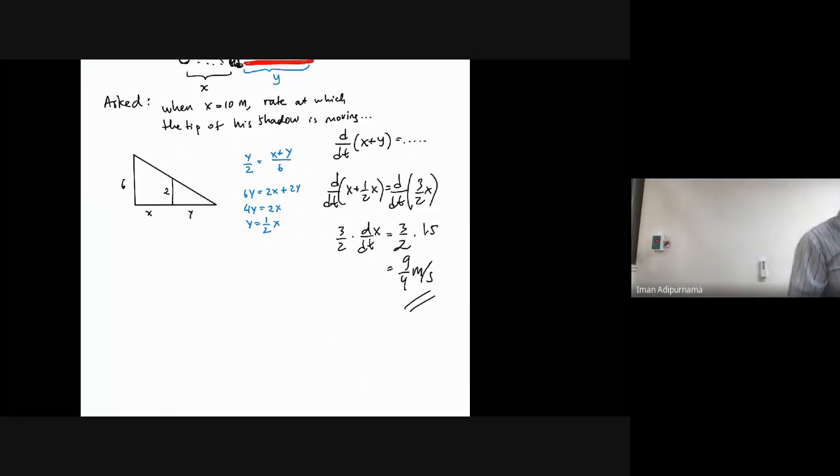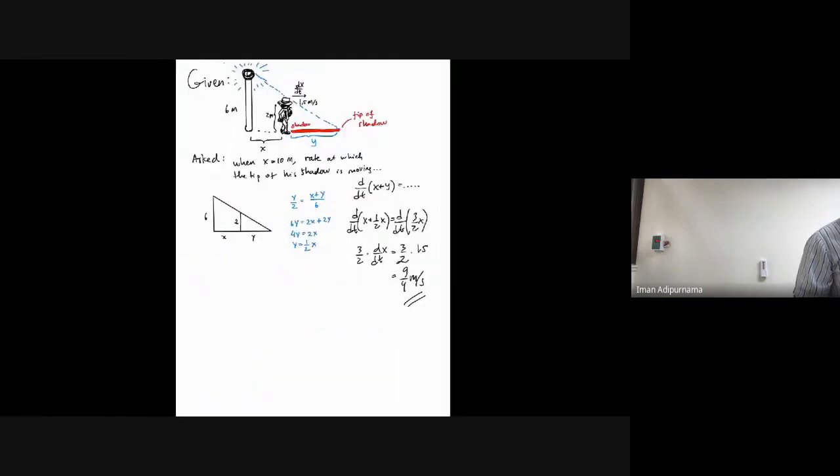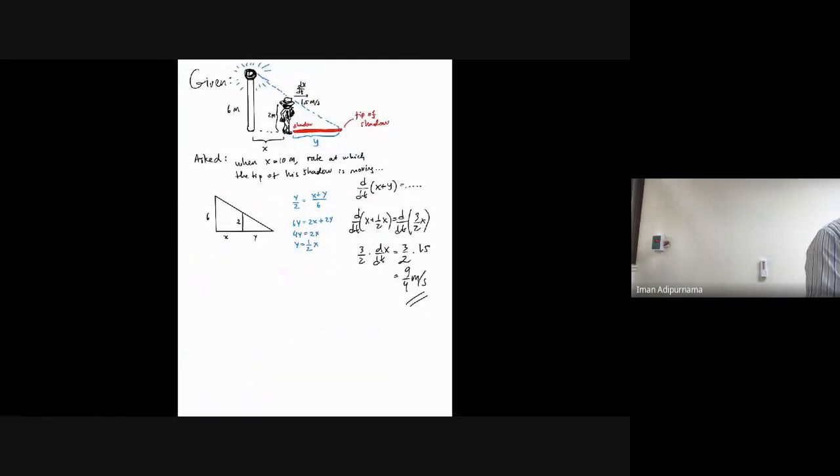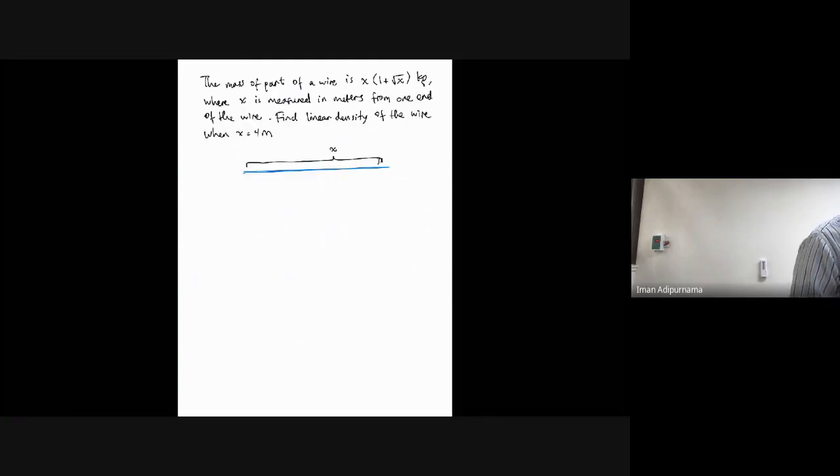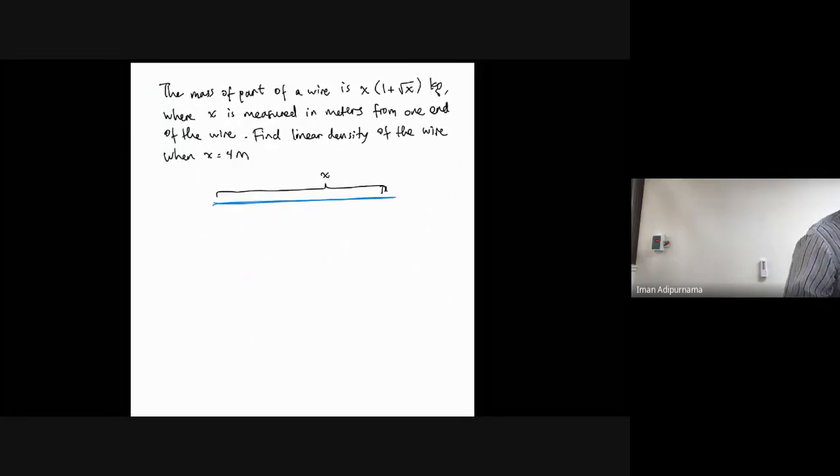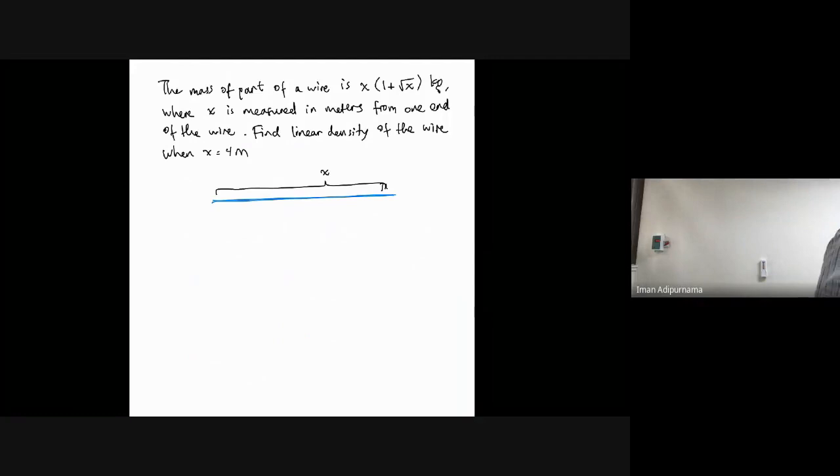I think one more, just one more, and then I can conclude the class. I think someone asked me about the wire, the density of wire. Actually, the linear density itself is in chapter 3, section 3.7, the rate of change in the natural sciences.